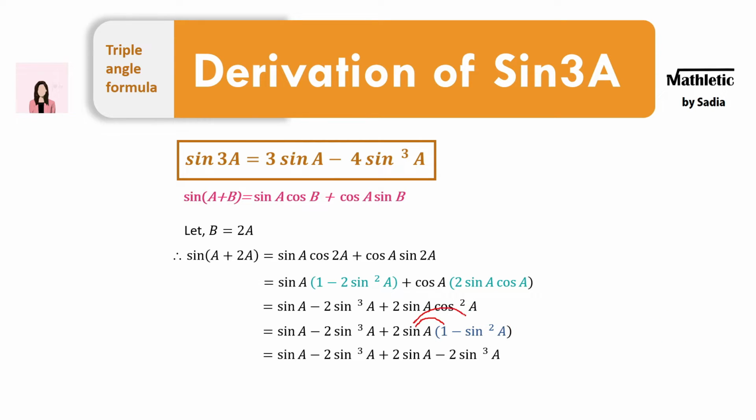Next, we just need to multiply them, and then we have to simplify it. Sine A and 2 sine A will give us 3 sine A. And minus 2 sine cube minus 2 sine cube will give us minus 4 sine cube A. So that's the last line for sine 3A.